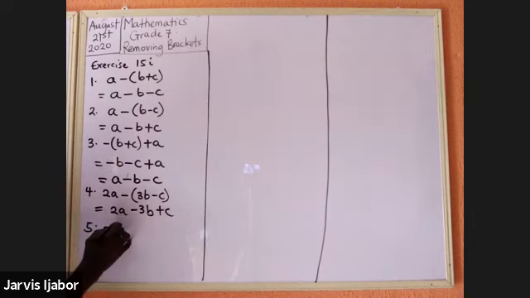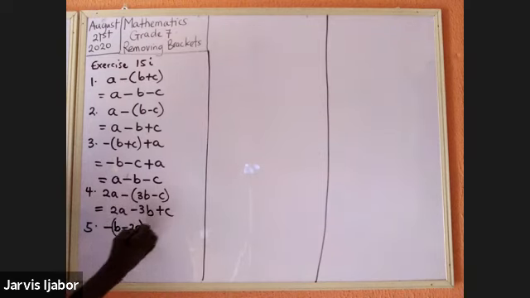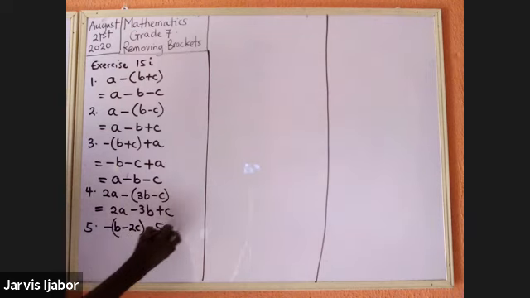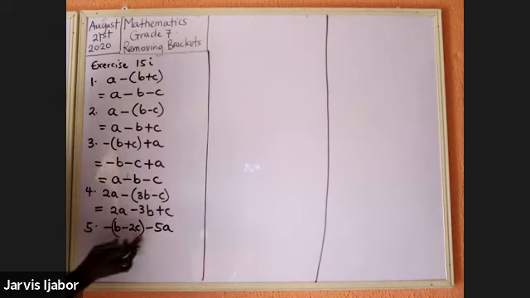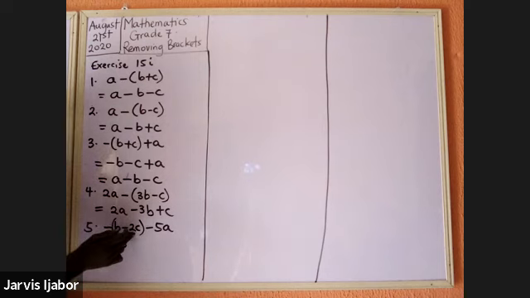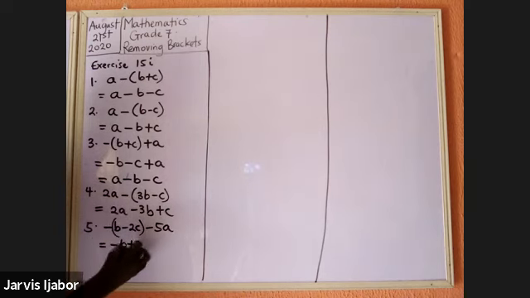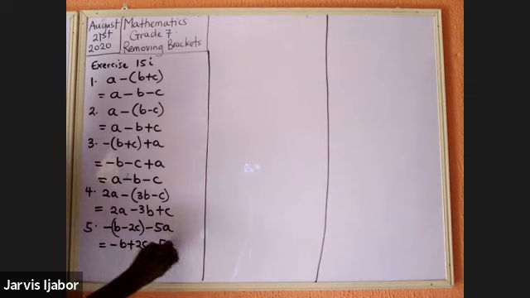So this will be what? B minus 2C minus 5A. The negative is only affecting the brackets. Take note of that. So this will give me negative B, being positive before becoming negative. The negative here becomes positive. Now that will be plus 2C minus 5A.